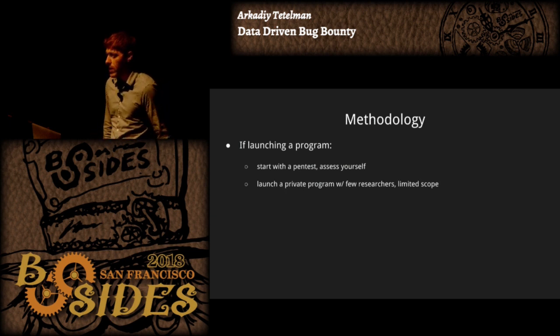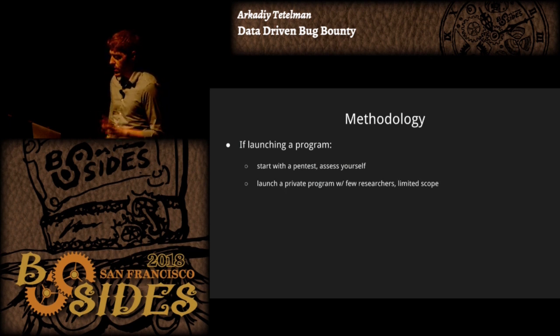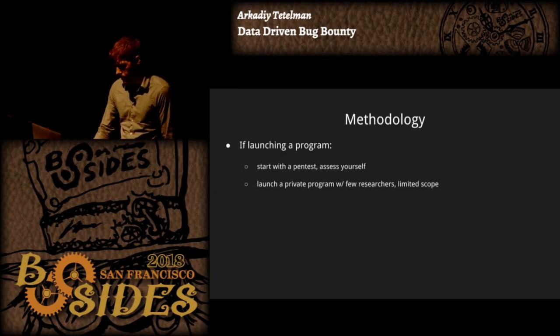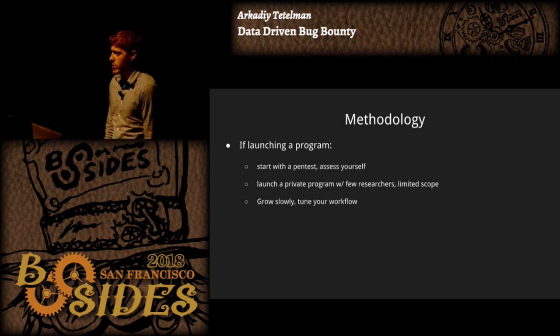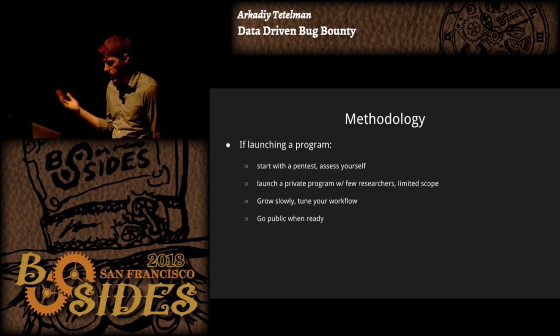When you do launch your program, launch it as a private program first. Make it a limited scope and have just a small number of researchers. Make sure that you ramp up slowly so that, again, you can work out any kinks in the process. Everything is running smoothly. Tune your workflow. Make sure that you are able to triage tickets on time. Make sure that tickets are getting resolved on time. If there's any systematic issues that you're seeing, maybe it's time to resolve those before doing a full rollout, and only go public when you're ready.